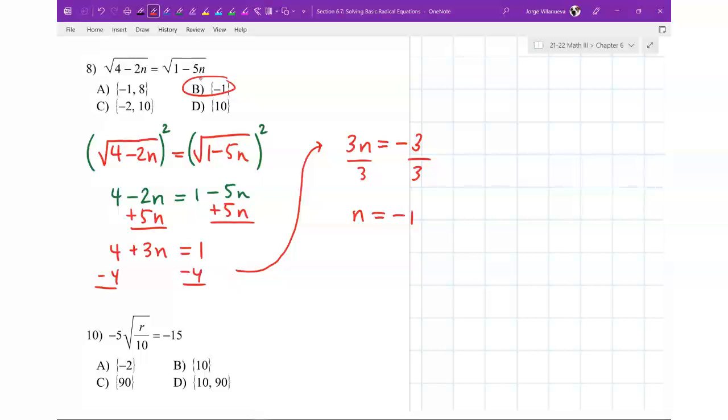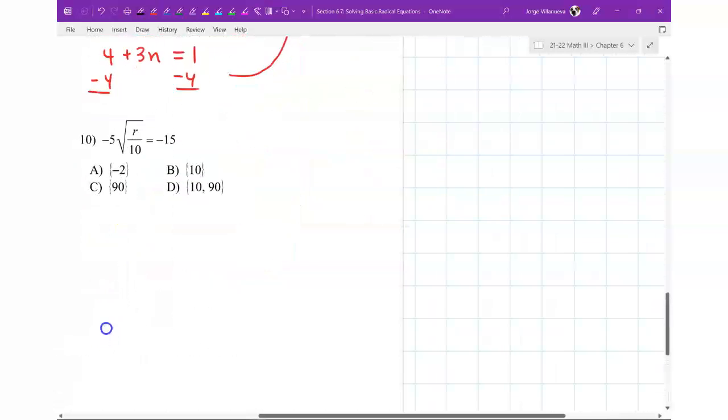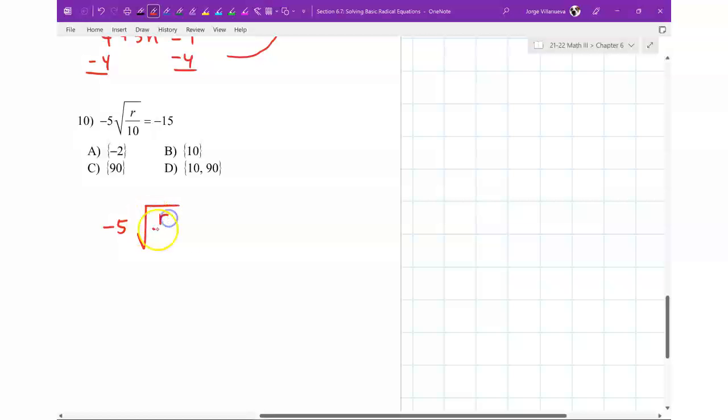Are we okay with this? Anybody not getting this or a little confused with it? All right, so I think we got one more. Here we go. This one looks a little different. Negative 5 square root of r over 10 equals negative 15.